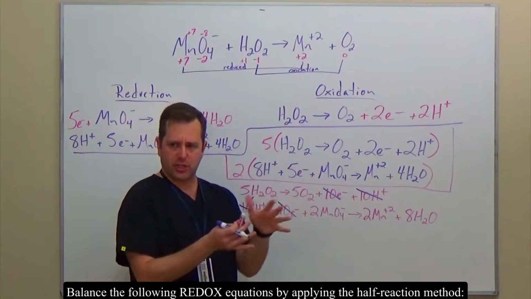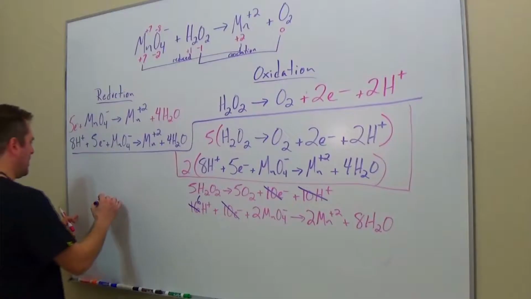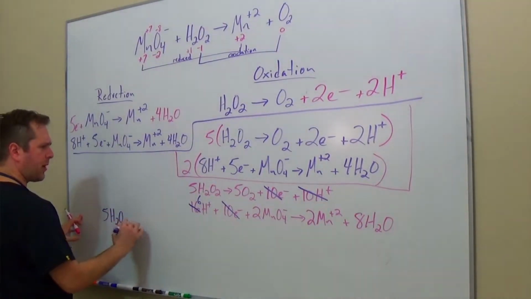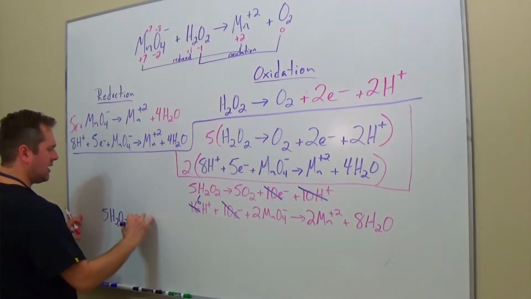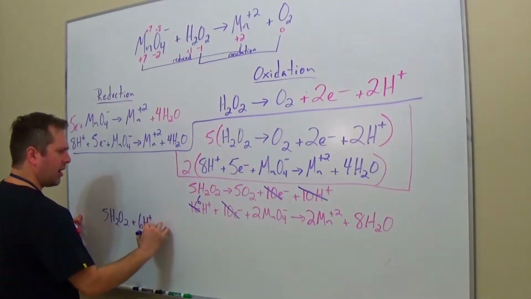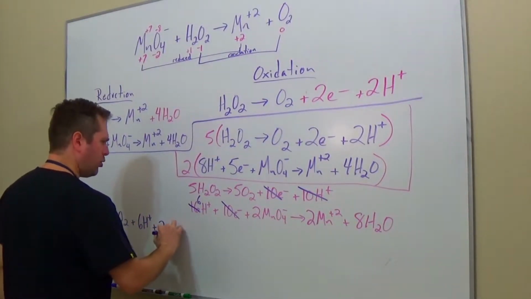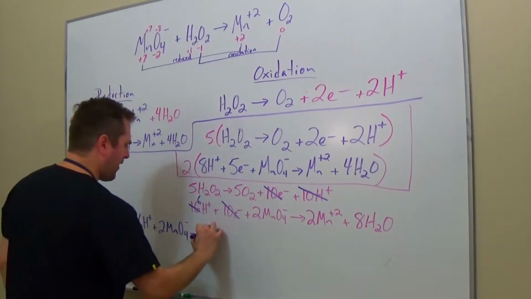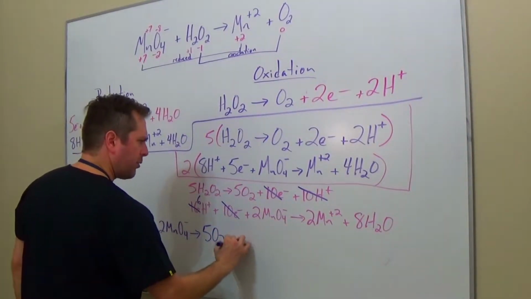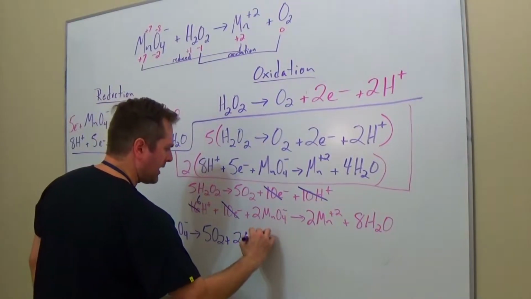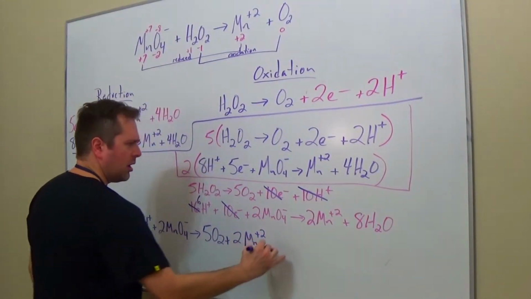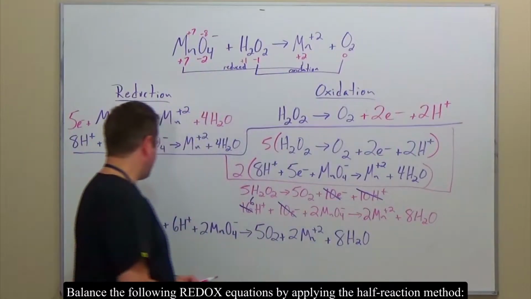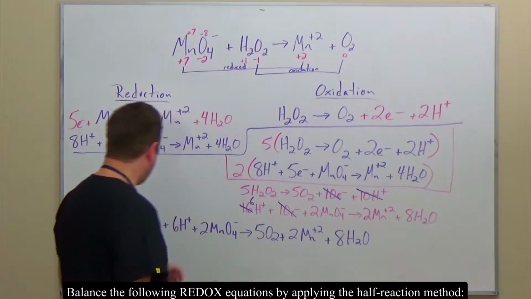So we're ready to actually consolidate at this point. Let's do it. So 5 hydrogen peroxide plus 6 hydrogen ions plus 2 permanganate ions yields 5 oxygens plus 2 manganese 2 ions plus the 8 waters. Okay, let's make sure we're balanced in total here.